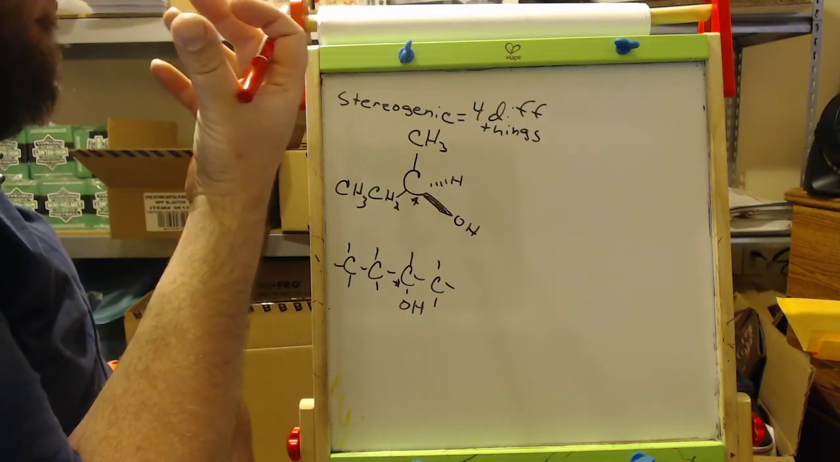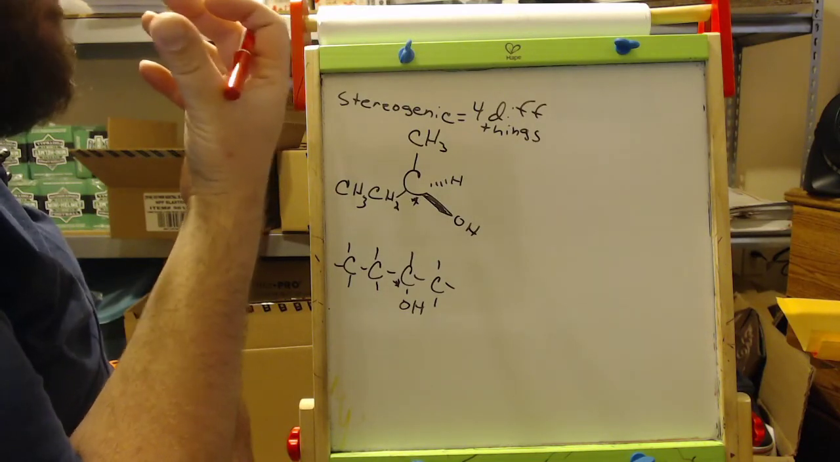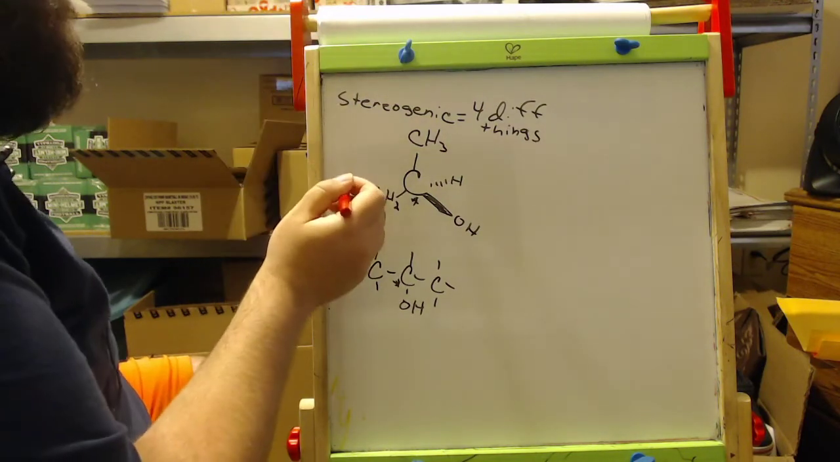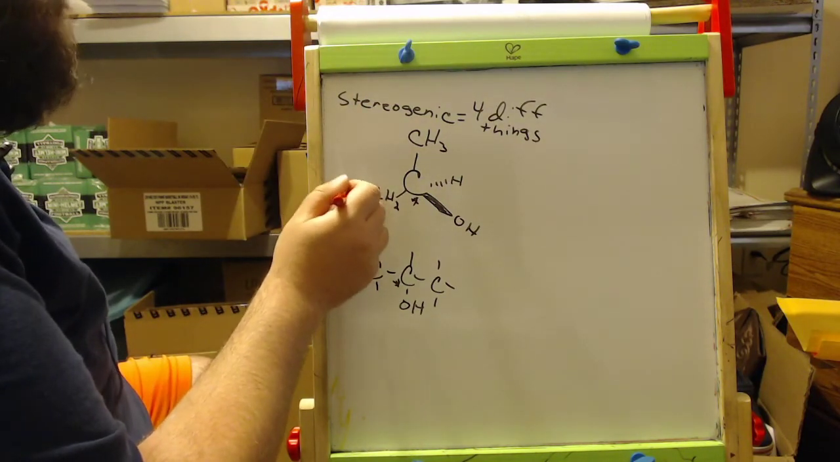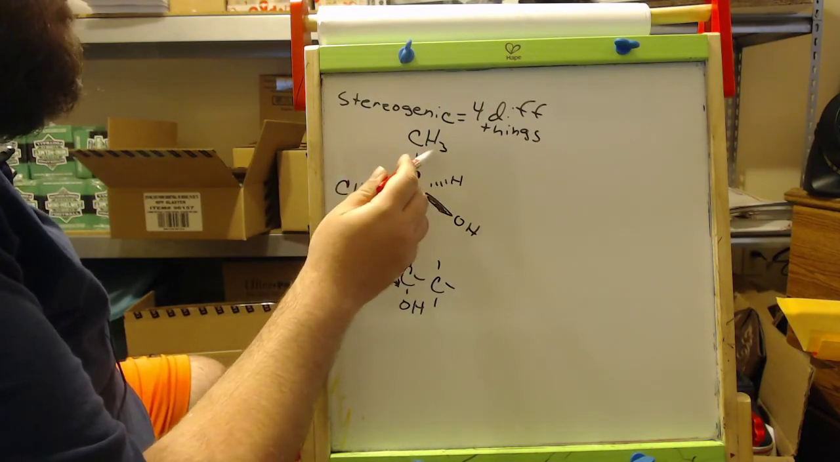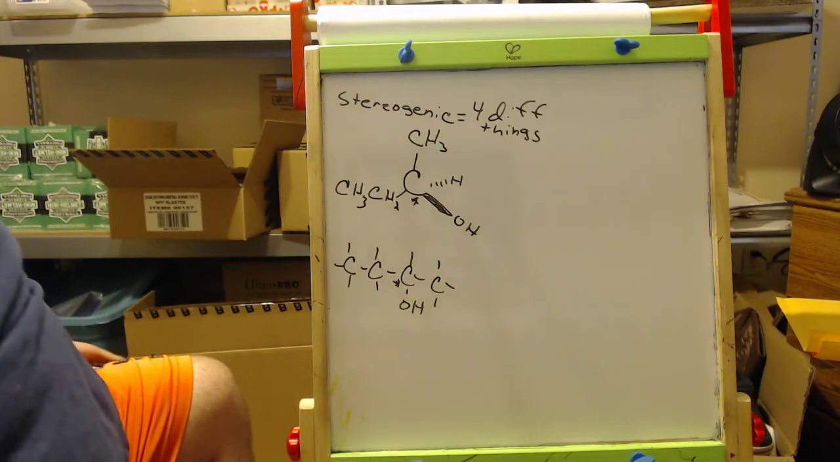When I was in ergo, I had a tough time seeing 3D, so the model kits helped me. But this would not be a stereogenic center, because it's bonded to 3 hydrogens, so not 4 different things. Same here, 2 hydrogens, same there. So that's the only stereogenic carbon.